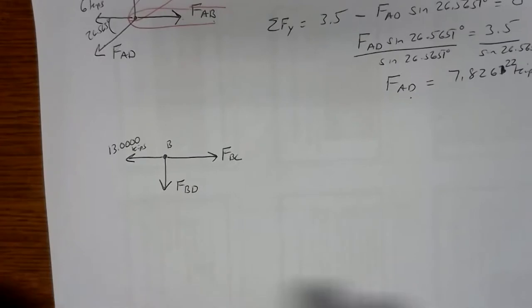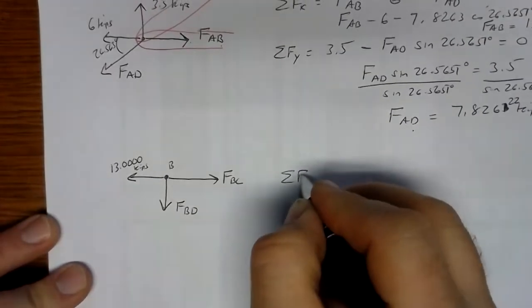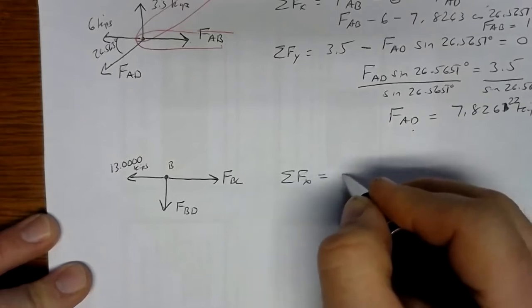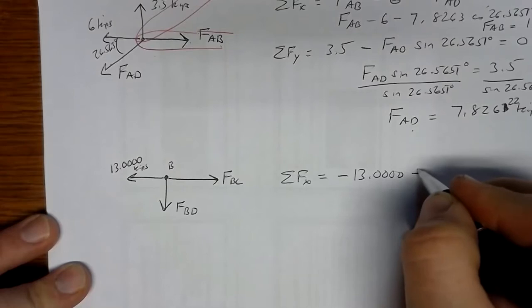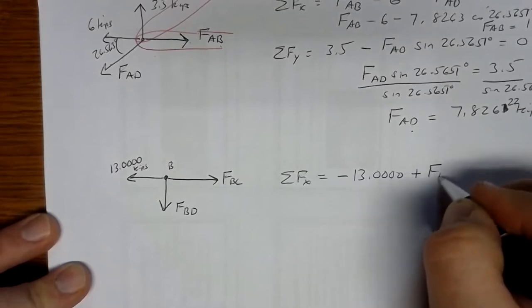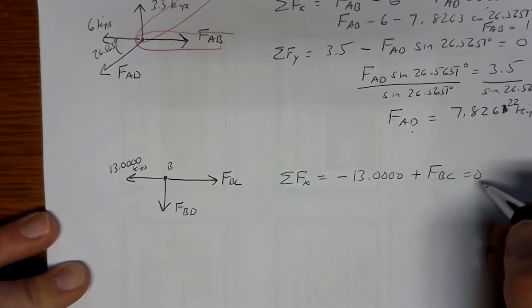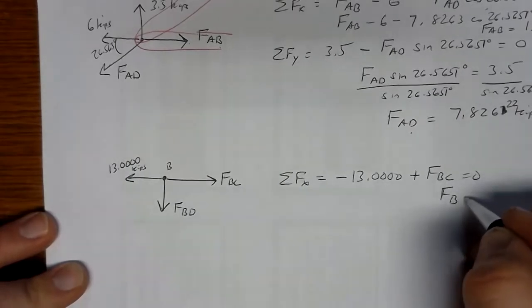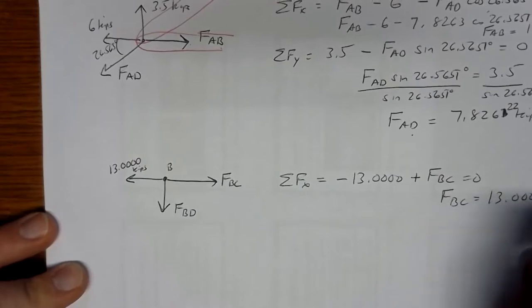Well, let's do our sums. We don't need any angles here because everything's at 90 degrees. If we do our sum of forces in the x direction, we get negative 13.0000 plus FBC. Now that equals 0, and so obviously member BC must carry 13.0000 kips.